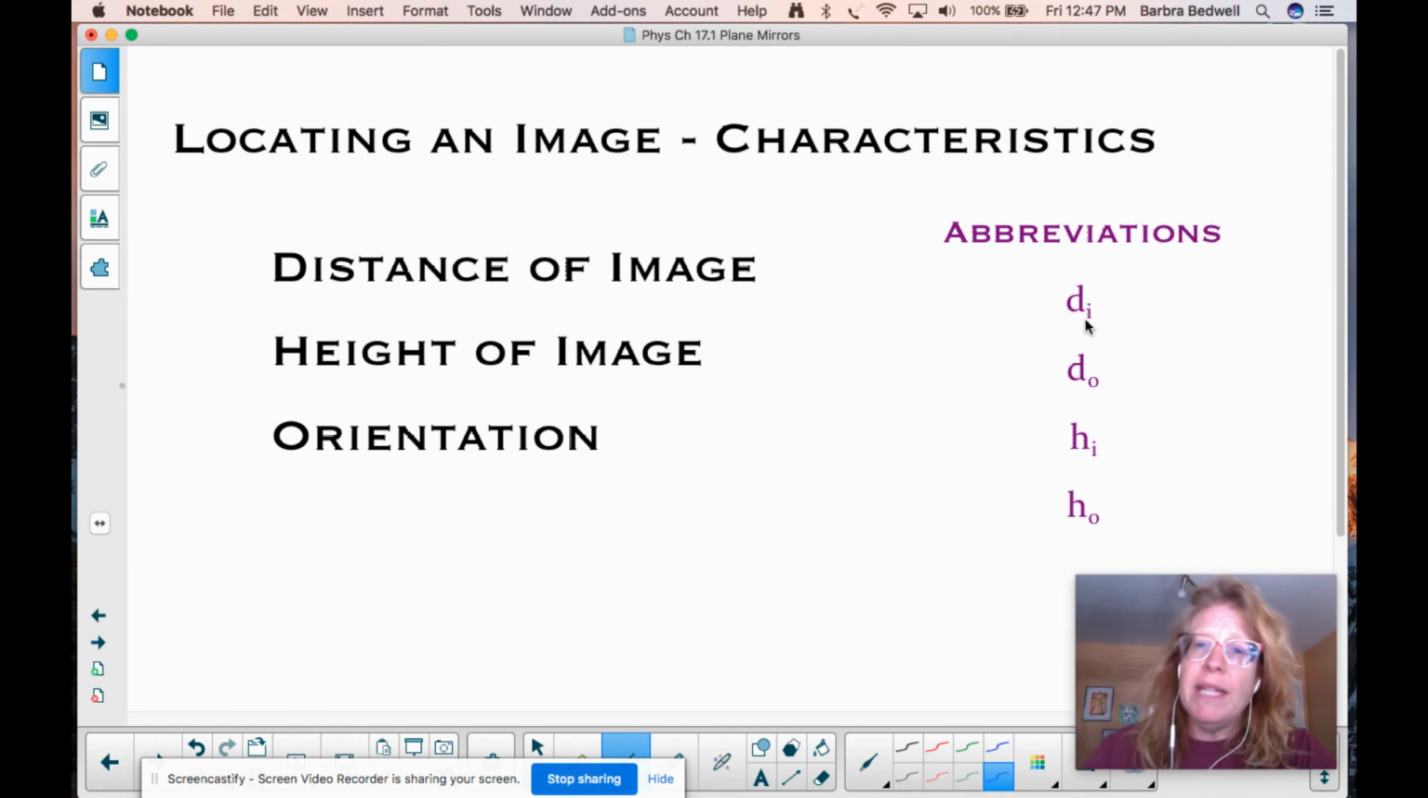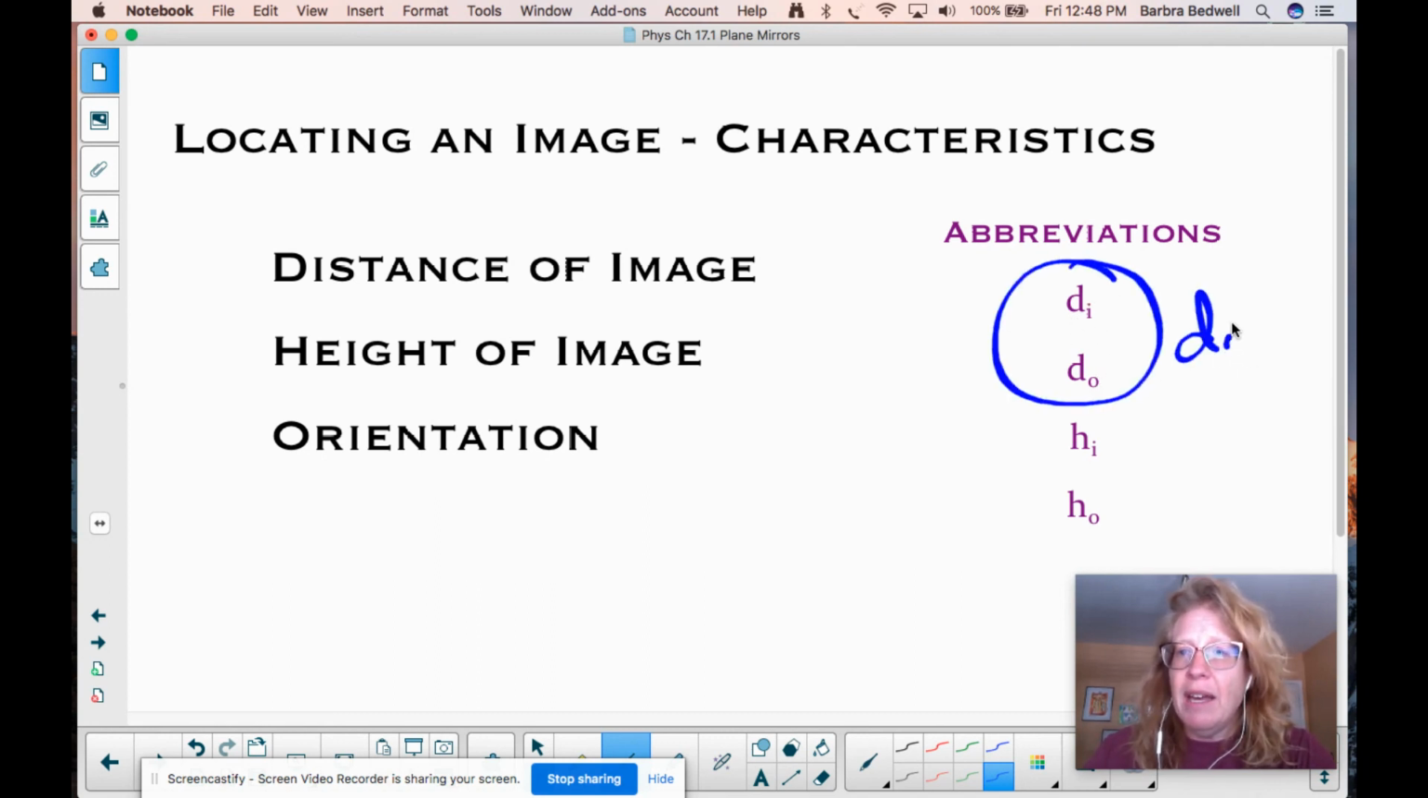DI would be the distance to the image. DO would be the distance to the original object. It makes sense when you do this sort of thing. So DO and DI should be equal to one another. So DI equals DO. In other words, the image looks like it's as far back in the mirror as the object was in front of the mirror.